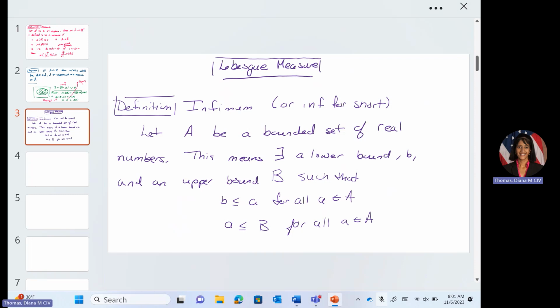So if I have a bounded set of real numbers, it means that if you plotted those things on the real line, the number line, I told you is my favorite thing in the world, there's going to be a place where the dots don't go below, and there's a place on the top where the dots don't go above. They don't have to actually be inside the set. That's the difference here for infimum.